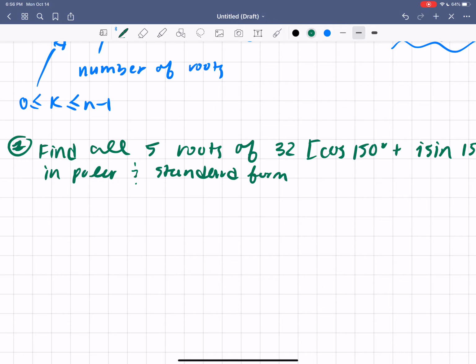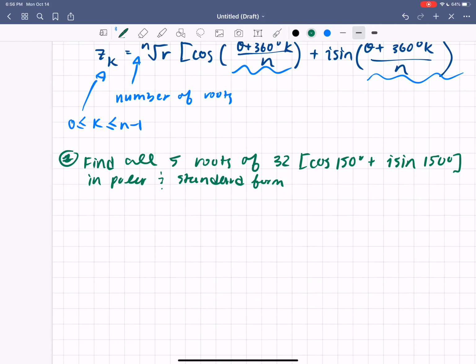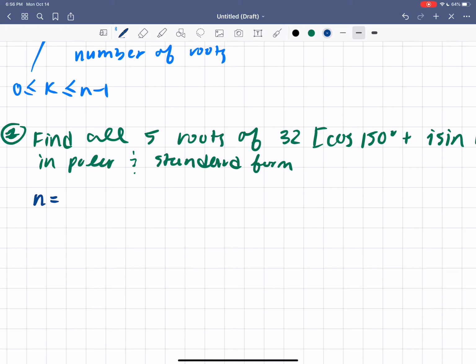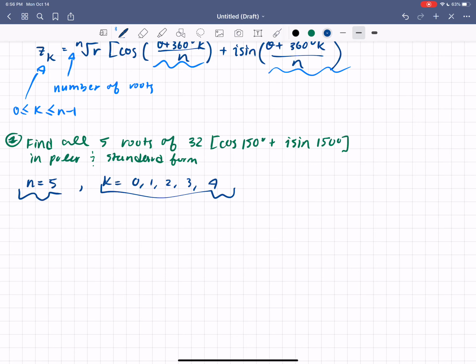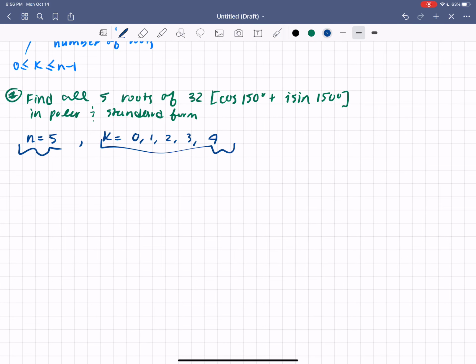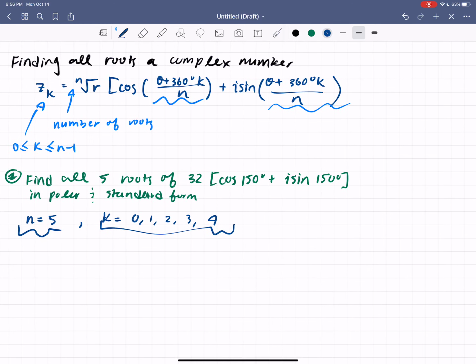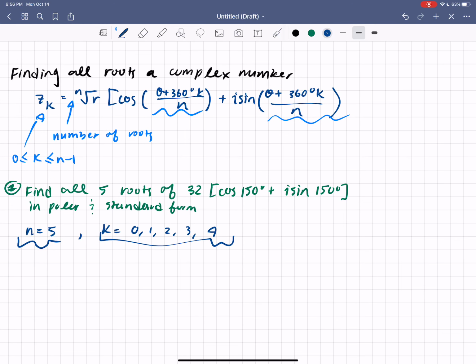So if I wanted to do this, I'll first have to calculate what n is. And because I want to calculate 5 roots, n is equal to 5. And k is equal to 0, 1, 2, 3, 4, all the way to n minus 1, which is, in this case, 4. So these are the 2 values I know right off the bat. After this, I will want to calculate essentially what I underlined here in blue, for all values of k.